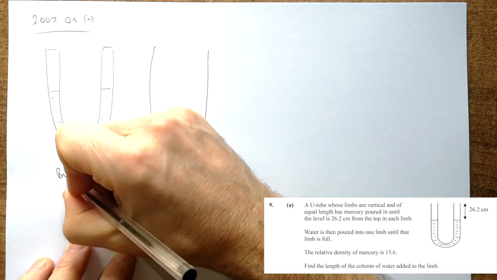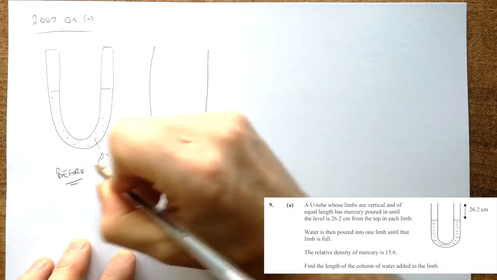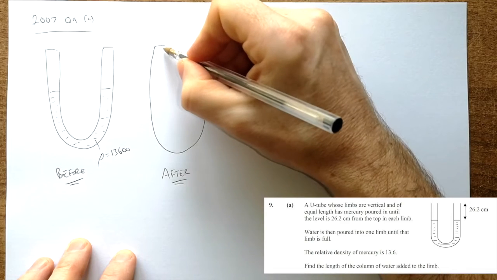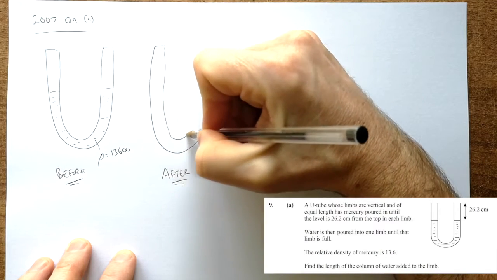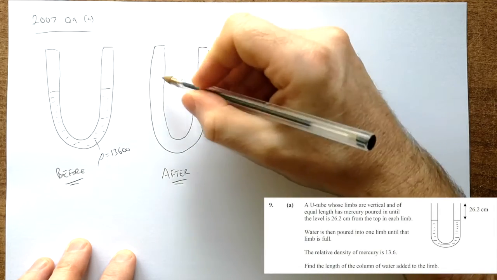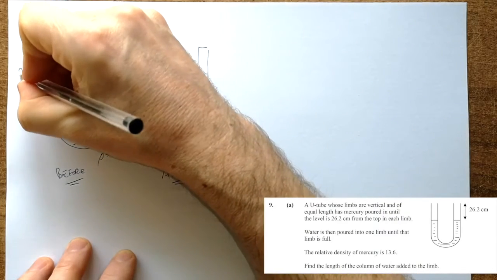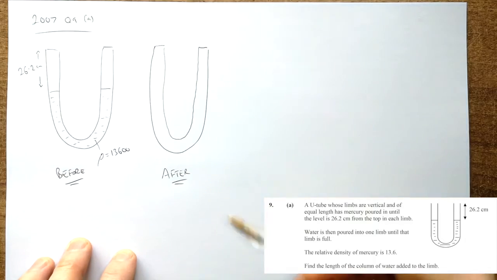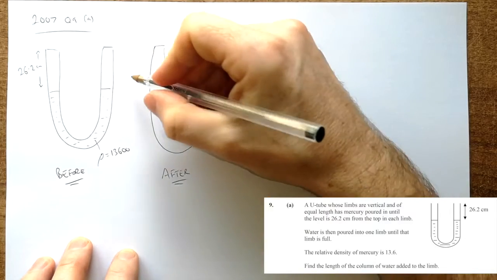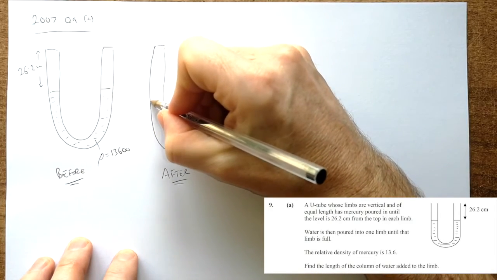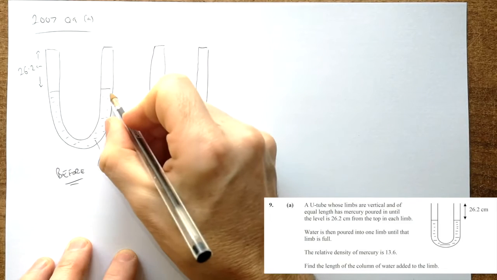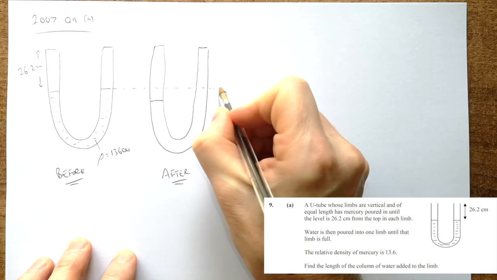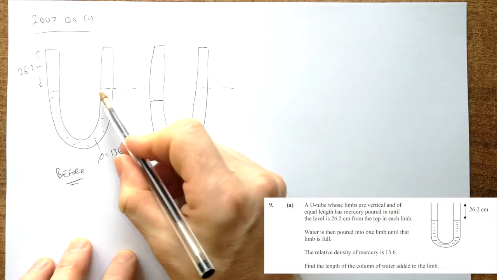So this is before, and this is after. Now, what's going to happen? Well, first of all, we had 26.2 centimeters there to there. We're going to pour a load of water in. That's going to displace the mercury, and it's going to go down to maybe there. So if we bring across a little dashed line to compare before and after, that was the original level.